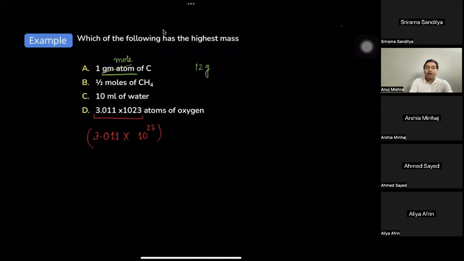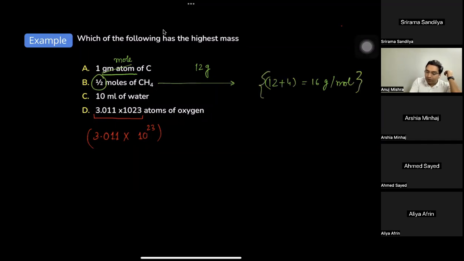Now check the second part. Half mole of CH4. How are you going to solve? CH4 is 12 plus 4, that is 16 grams for 1 mole. But you have half mole. That means this multiplied by half, which is actually 8 grams. 16 gram is the mass for 1 mole, so half mole mass is 8 gram. Please raise your hand if this is clear. Everyone?